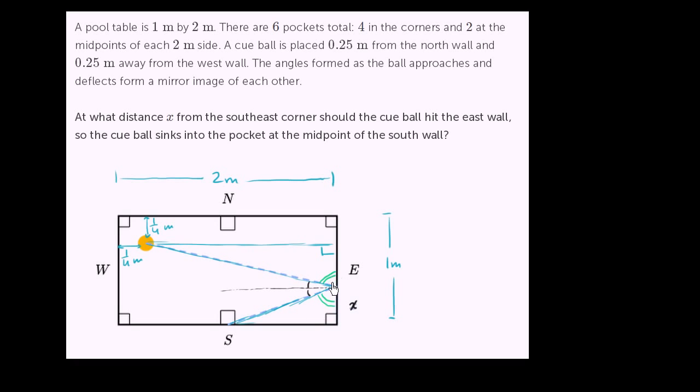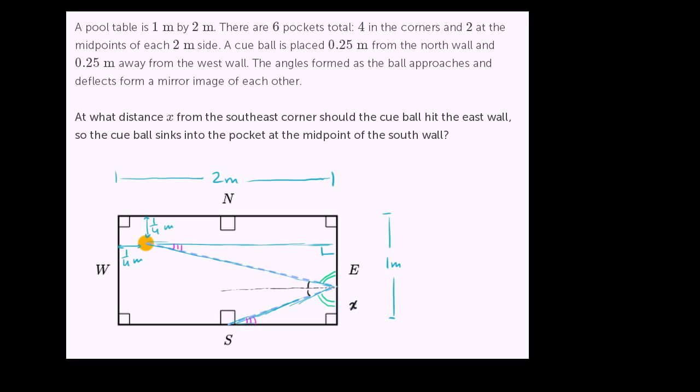How do we know they're similar? Well, they both have a 90-degree angle, and they both have this green angle. So that means the third angle must also be the same. If you know two angles, you know what the third angle has to be. If two corresponding angles of two different triangles are congruent, then the triangles are similar. So this top triangle is similar to this bottom triangle. That means the ratio of the lengths of corresponding parts of those triangles are going to be the same.